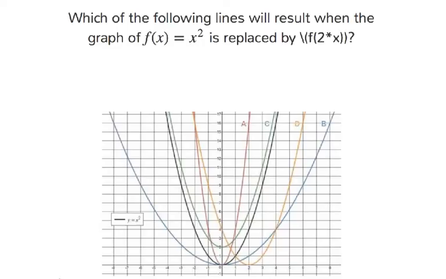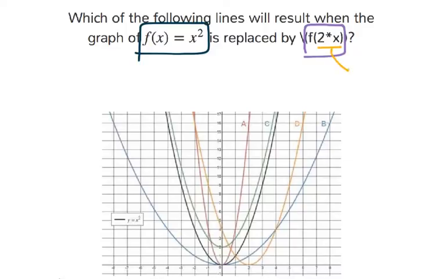Which of the following lines will result when the graph of f of x equals x squared is replaced by f of 2 times x? Okay, so we have f of x equals x squared. We're trying to figure out which of these is going to be f of 2 times x, excuse me.